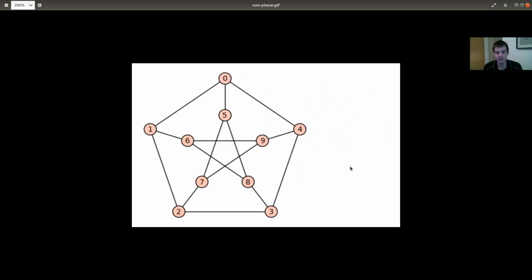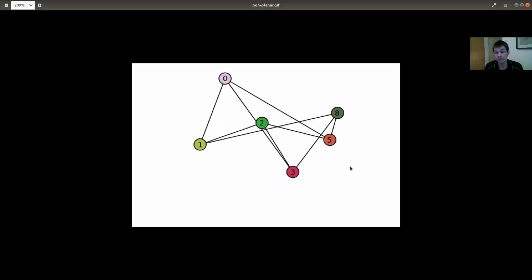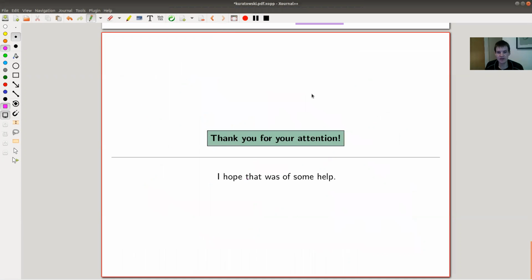Let's have a look for a second time. First, take out the subgraph, undo the subdivision. Another one, and you're done. So here's your graph, K33. So it's not planar. Very good. Let me wrap up.